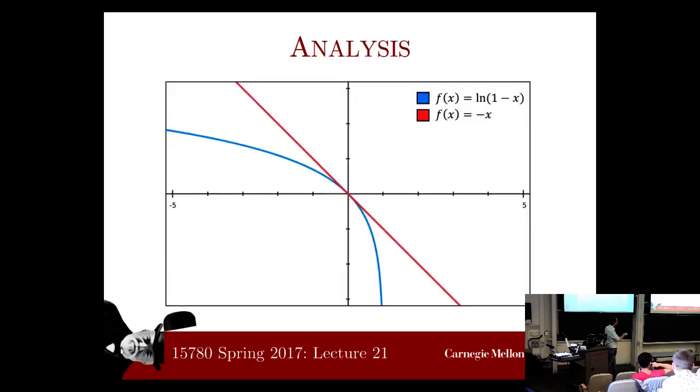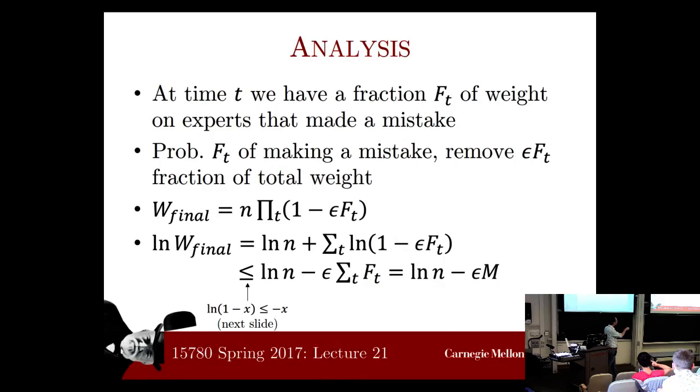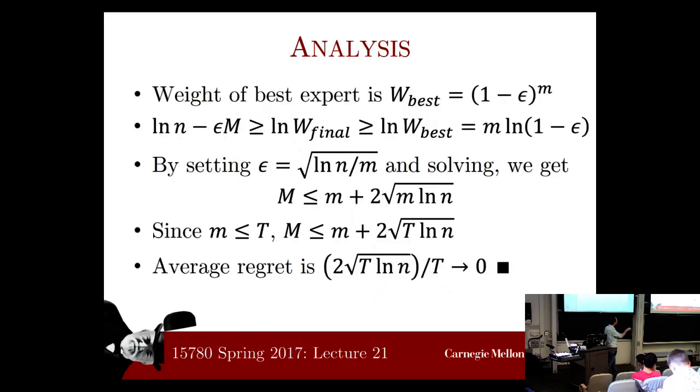Okay, so now what did we get? We got an expression, an inequality, for the ln of the final weight. We got an inequality for the weight of the best expert. And now what we just say is the weight of all experts at the end is at least the weight of the best expert, which is exactly the idea that we had before. Therefore, if we take ln here and ln here, we still have this inequality. Ln of W final, we said on the previous slide, is at most ln n minus epsilon capital M. That's what we proved on the previous slide. And here we just said ln of the weight of the best expert is exactly m times ln of 1 minus epsilon. So now we have this inequality that says it's an expression that connects small m, capital M, epsilon, and n.